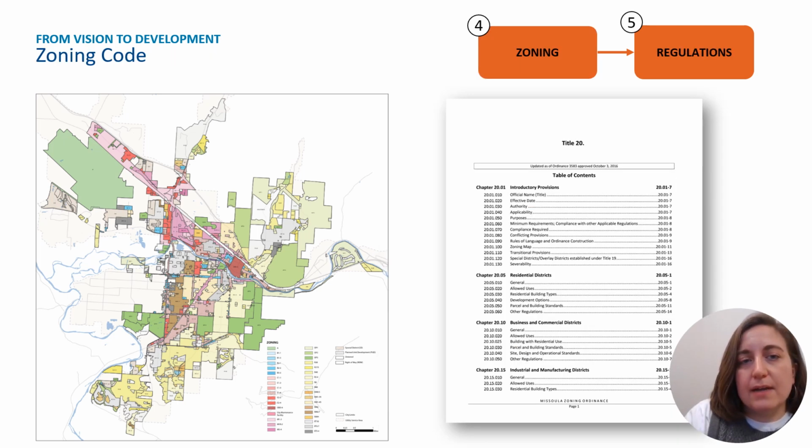The zoning code includes specific regulations that determine how land is used and developed. For example, what can be built where and how it can be built. In addition to the zoning code, the city has many other regulations that guide the design of streets, open space, utilities, drainage, and other issues related to our built environment.